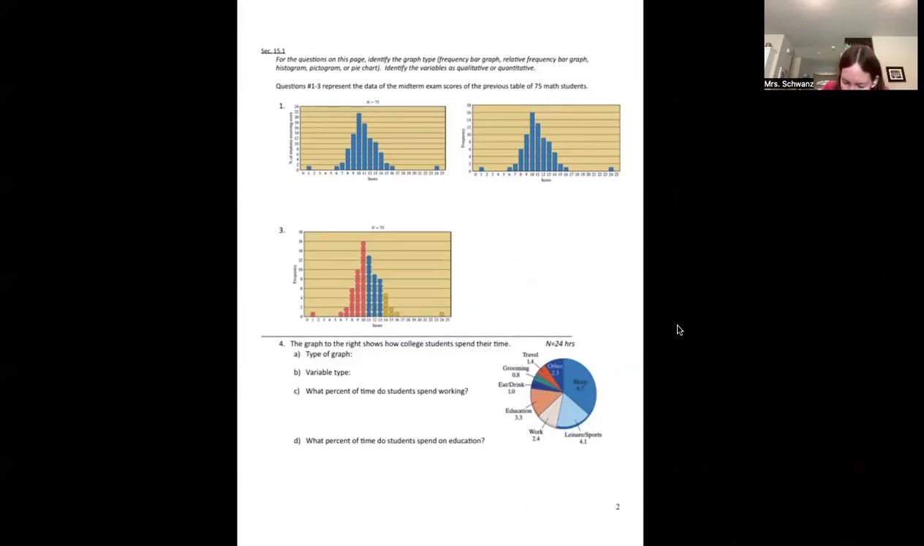For questions on this page, identify the graph type: frequency bar, relative frequency bar, histogram, pictogram, or pie. Identify the variables as qualitative or quantitative. Questions 1 through 3 represent the data on the midterm exam for the previous table of 75 math students.